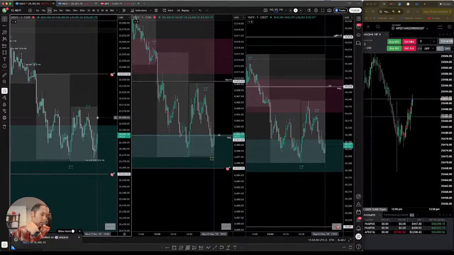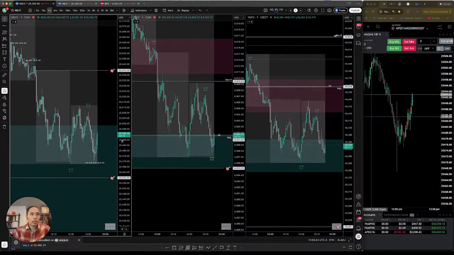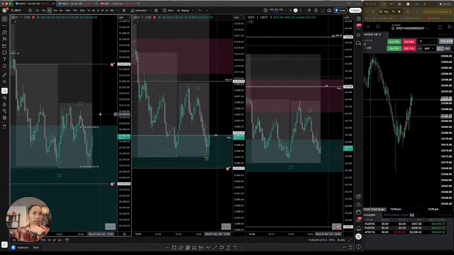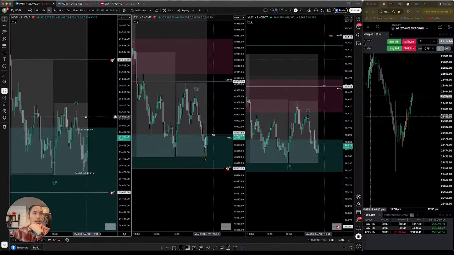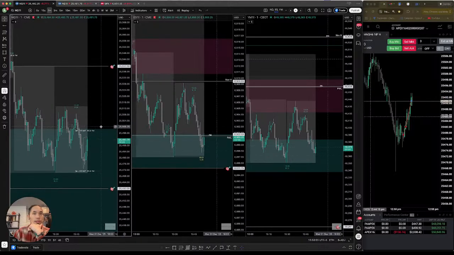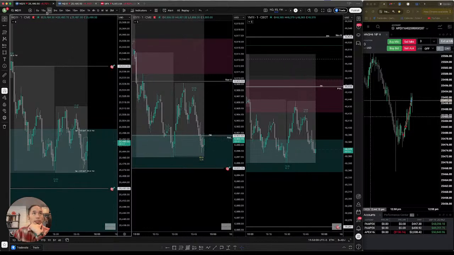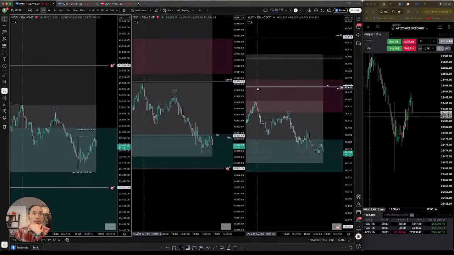Not yet. Not yet. Wait. It wasn't the right time. There's an SMT here, so that might be what brings us a little higher, but let me see. Okay, there's the SMT with YM. I still think we're bearish. We just did retrace. It got stopped out.